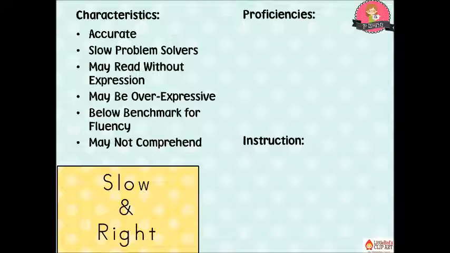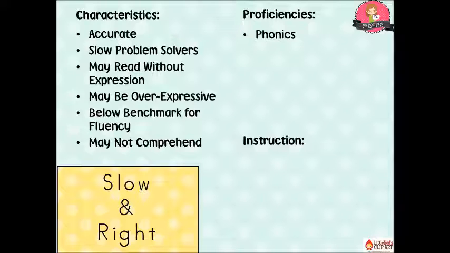Most of the time when we think about readers that are not on benchmark, we think about them in terms of their weaknesses. We think about a deficit model where these kids are missing something and we need to find what it is and fill it. I want to kind of challenge our thinking as we go through this series, and instead of talking about what they cannot do, we're going to point out the proficiencies of a slow and right reader. What is it that they can do well?